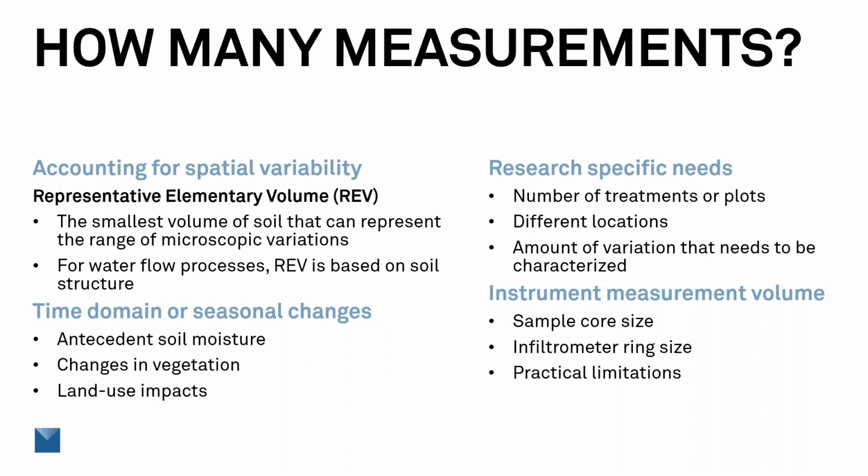And ultimately, the last piece it's going to come down to is the actual measurement volume of the device you're using. So typically in the field, you can only have so big of a core, say typically anywhere from a 2-inch to 3-inch core for lab sampling. So you can only characterize so much with that. So that means you're going to have to take more samples to make more measurements.